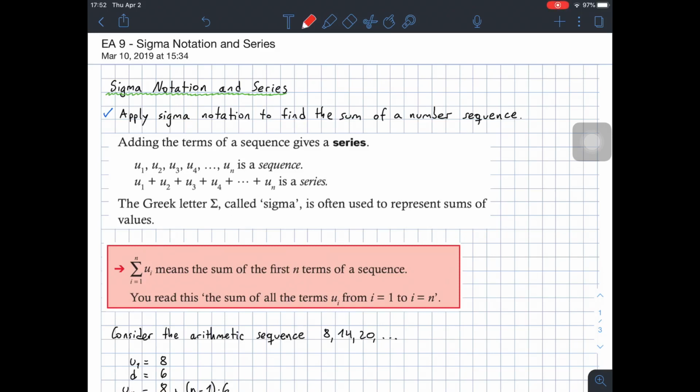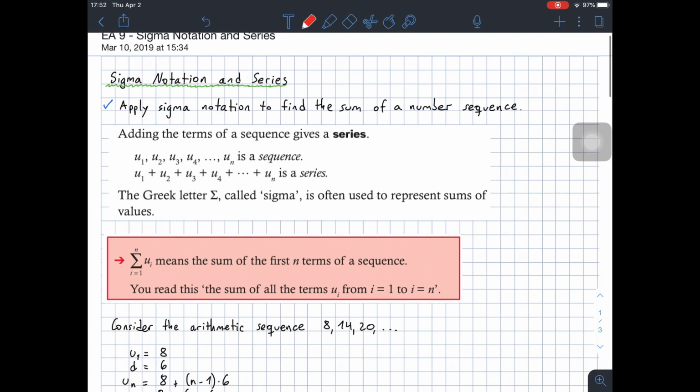Hello seniors, today we're going to be having a kind of short class. It's related to arithmetic and geometric series. Remember, when we talk about series, we're talking about the addition of all of the terms of a sequence, right? So what we're going to see today is electronic assignment number 9, which is sigma notation and series. We're going to see what sigma notation is. So the objective for today's class: apply sigma notation to find the sum of a number sequence.